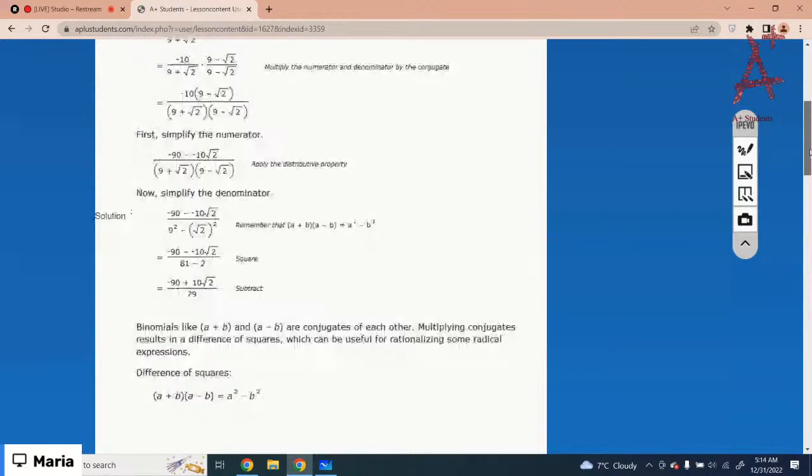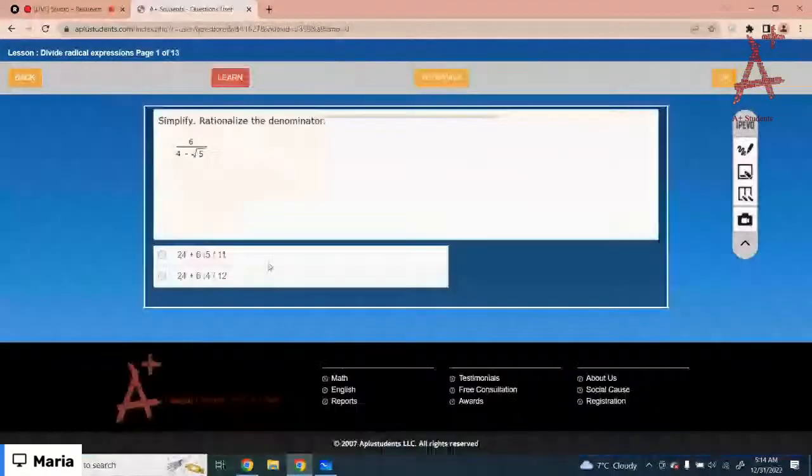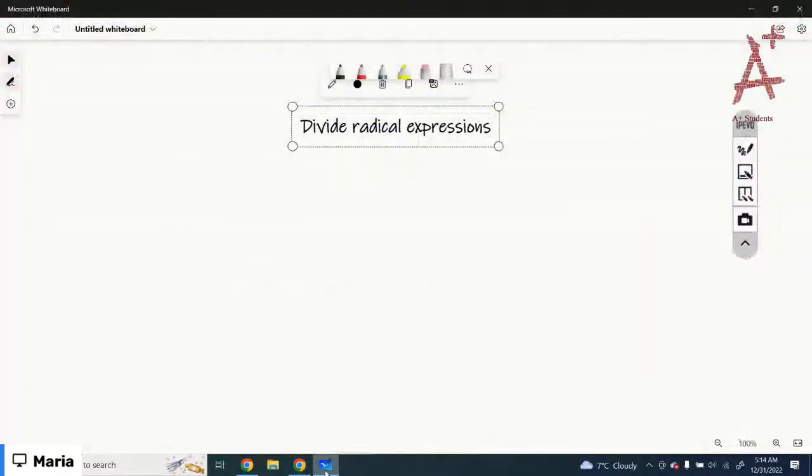Let's just start with the practice questions. The first one is 6 divided by 4 minus square root 5. Just listen to me carefully. 6 divided by 4 minus square root 5. Basically we have to simplify the radical and remove the radical from the denominator. Got it?